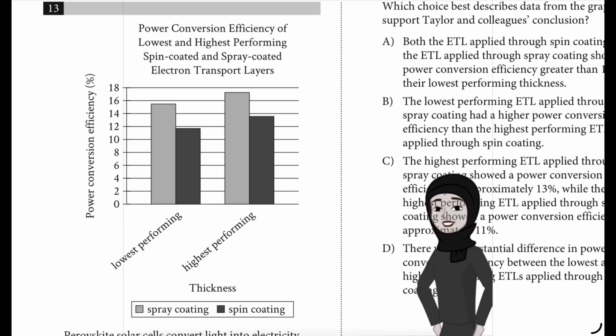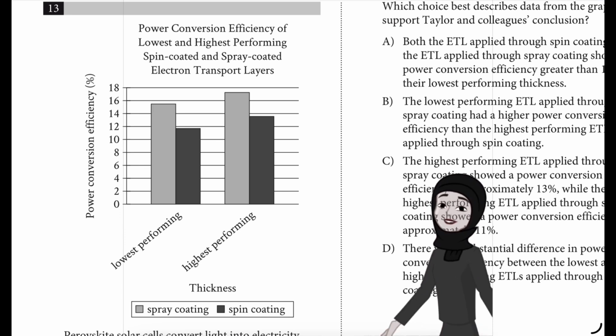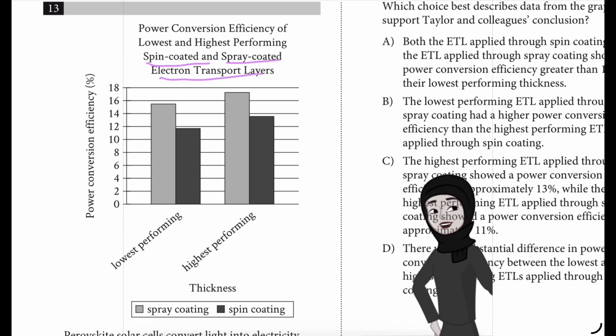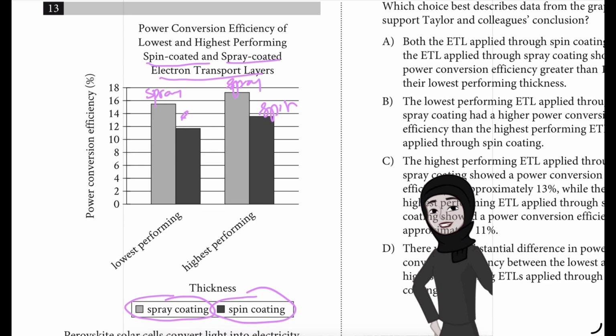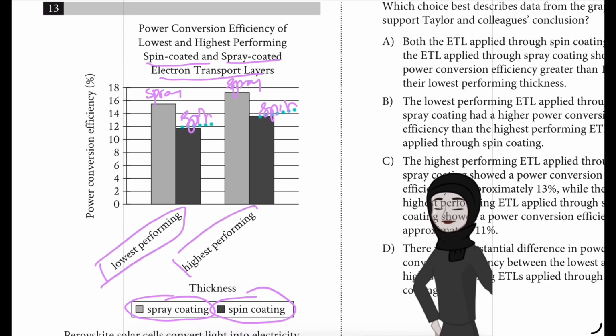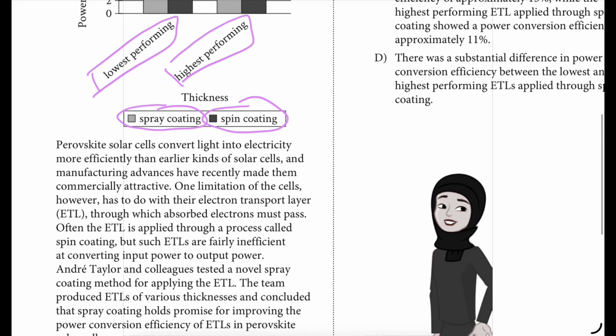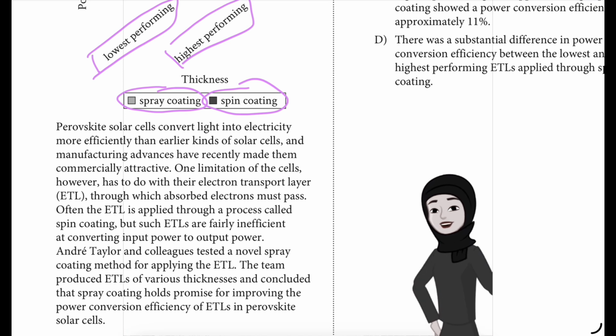Question number 13, we have the graph given. The graph title is Power Conversion Efficiency of Lowest and Highest Performing Spin Coated and Spray Coated Electron Transport Layers. Spray coating is indicated by the grey bars, whereas spin coating is indicated by the black, and they have shown both lowest performing and highest performing. So what we have to do here, first of all, they are talking about perovskite solar cells.